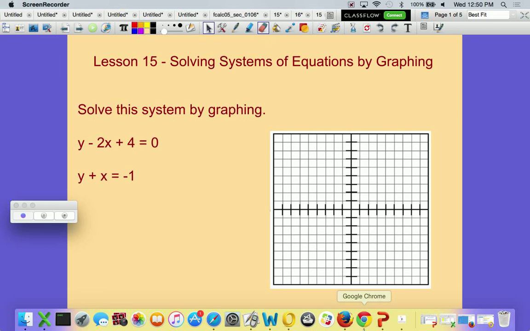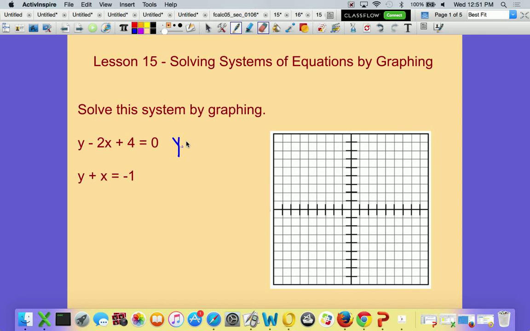Going to cover solving systems of equations by graphing. A system of equations is just two equations where they both have an x and y in it. By graphing, the purpose is to figure out where they cross, and where they cross is where your solution will be. So, most of you like to graph these using slope-intercept form.